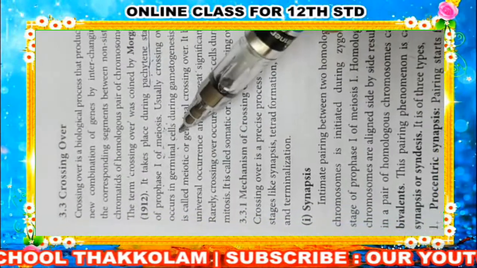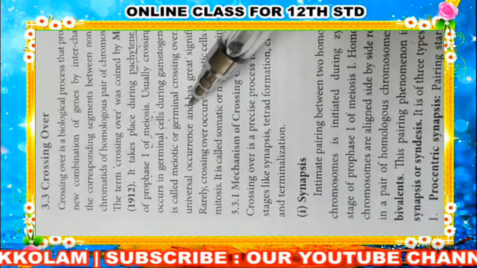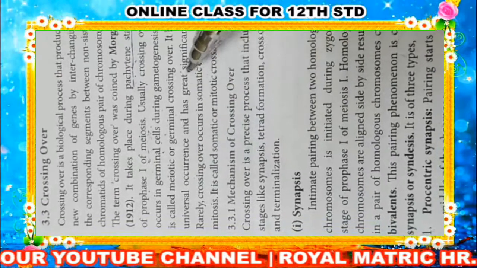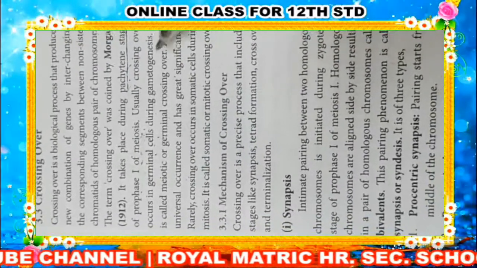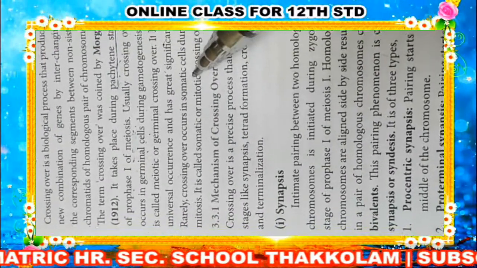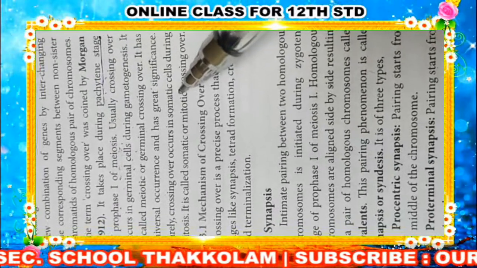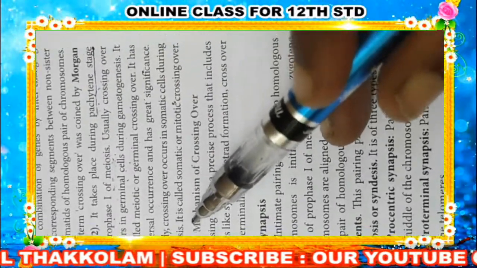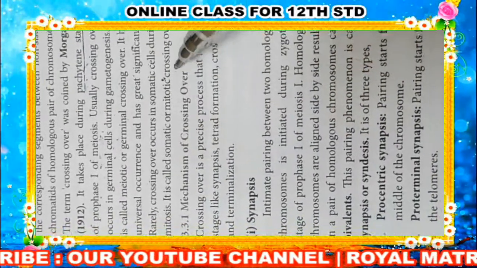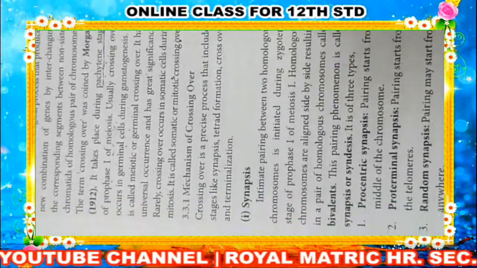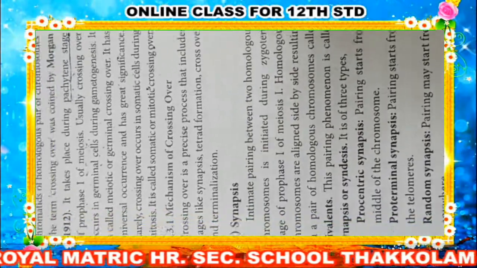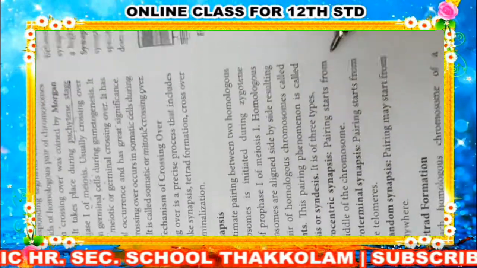If it is happening in the germinal cells, it is called germinal or meiotic crossing over. It is a universal occurrence and has great significance and great use. Rarely, crossing over occurs in the somatic cells also. Mostly it happens in gametogenesis, but it also occurs in somatic cells during mitosis. They will ask the question, what is mitotic crossing over? If it is happening in the somatic cells, it is called mitotic or somatic crossing over.